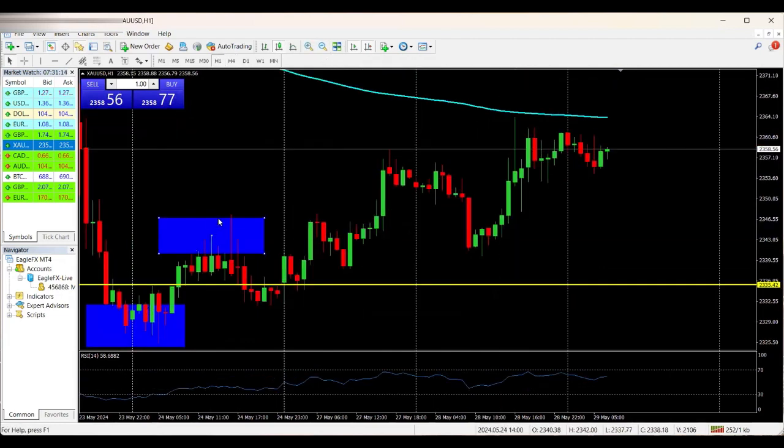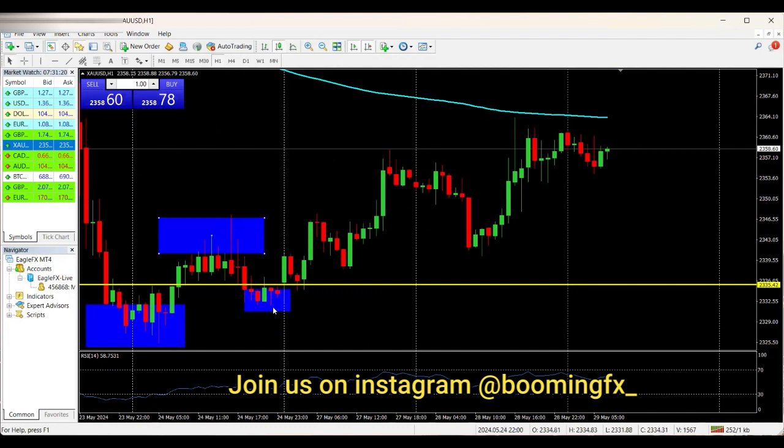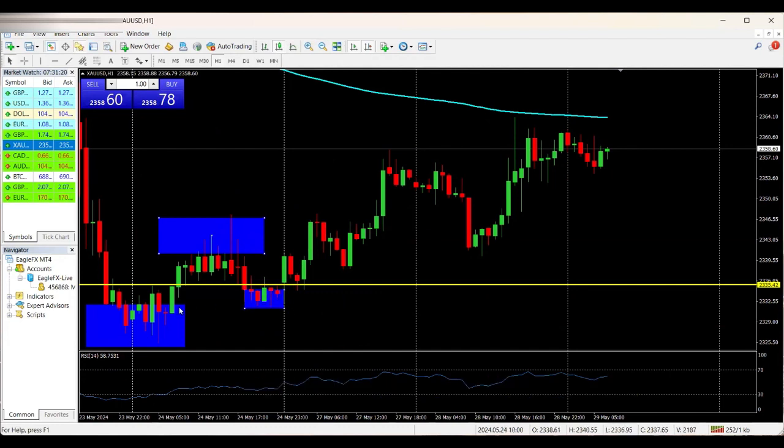We got the low, we have the high, and then the market dropped to give us a what, guys? What would you guys call this? Higher low, exactly. We got the low, we have the high, and then there's a higher low.